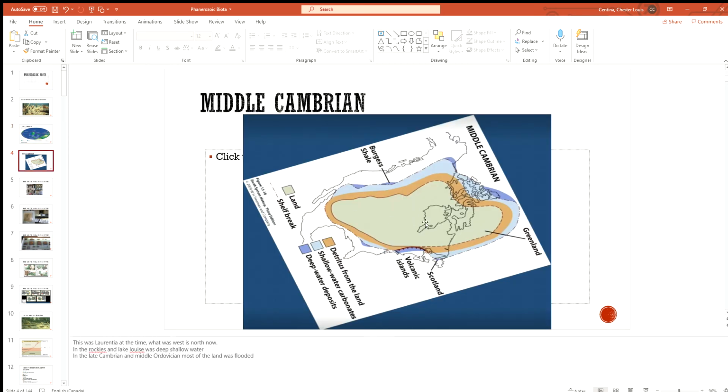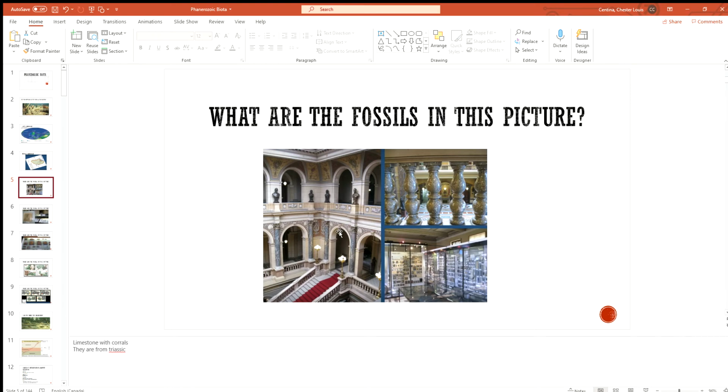So this is the Middle Cambrian. The outer represents the shallow or deep water deposits, and then the inner parts are the terrestrial area. In the late Cambrian and Middle Ordovician, most of the continent was flooded. So we might get tested here. Most of them are limestone. This picture specifically is from the Triassic, and there's a variety of fossils in it.